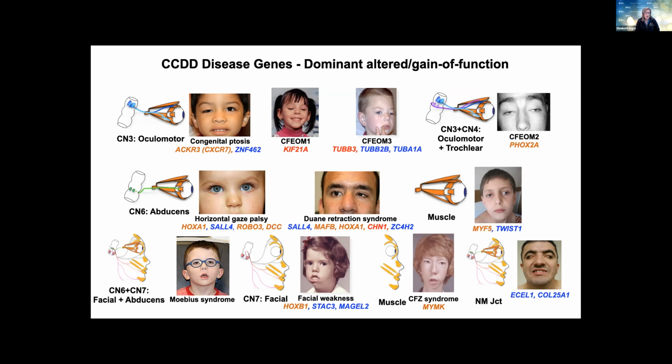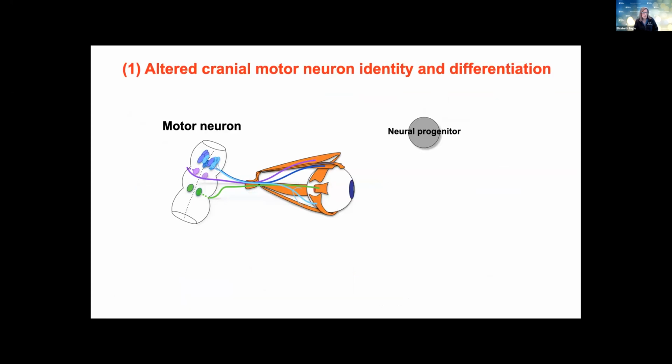The 3 genes in red, KIF21A and TUBB3, that I'm going to return to in a moment, and CHN1, cause CCDDs through missense variants that alter protein function, so they're much more specific. And in each case, we've introduced the missense change into mouse and recapitulated the human phenotypes. So using such models, we found that these mutations perturb different stages of neuronal development, not surprisingly.